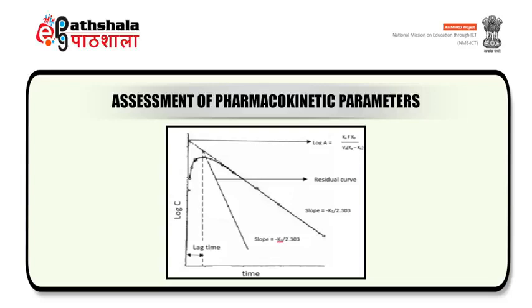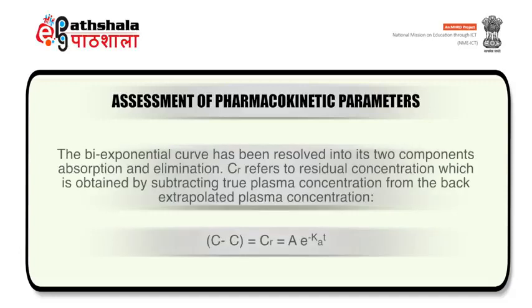The terminal linear phase has a slope equal to Ke by 2.303, and back extrapolation of the straight line to time t0 gives the y-intercept, which is equal to log A. The bi-exponential curve has been resolved into two components, absorption and elimination.